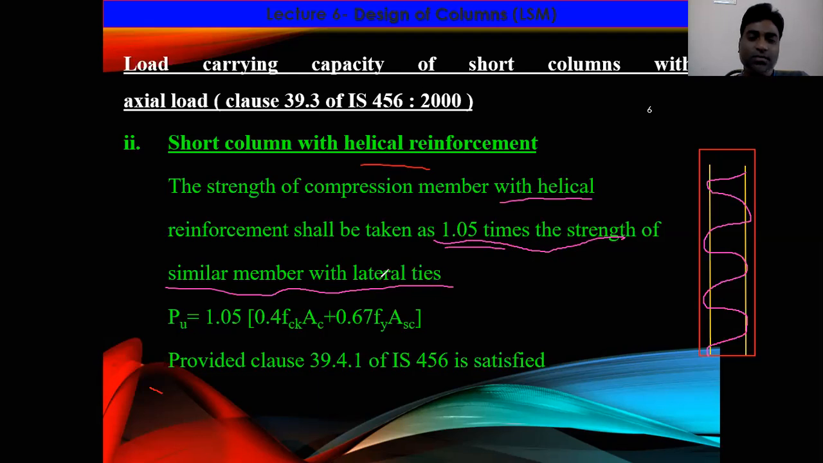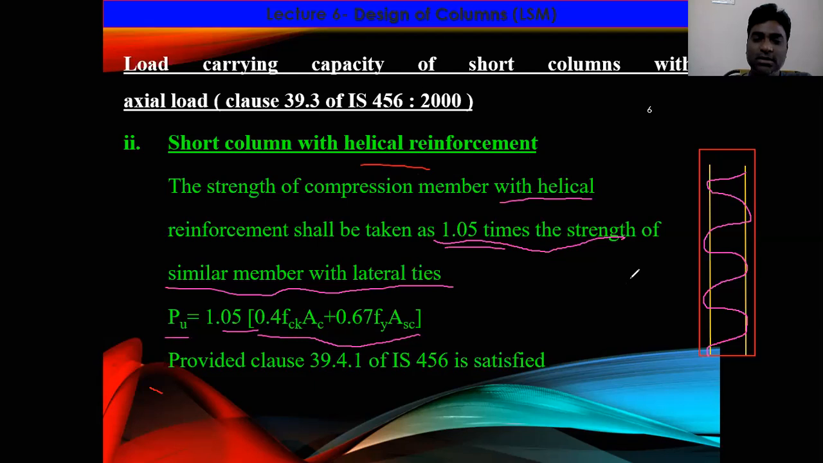Therefore, the ultimate load of a short helically reinforced column is Pu equal to 1.05 into 0.4 fck into Ac plus 0.67 fy into Asc. So whatever the parameters, this is similar to the earlier equation. The only thing is the strength of the column increased by 5% if you provide the helical reinforcement.